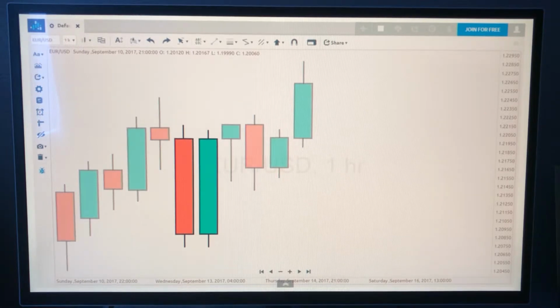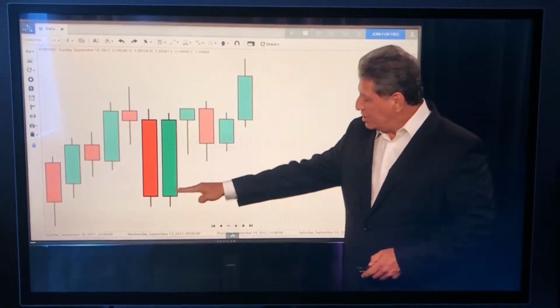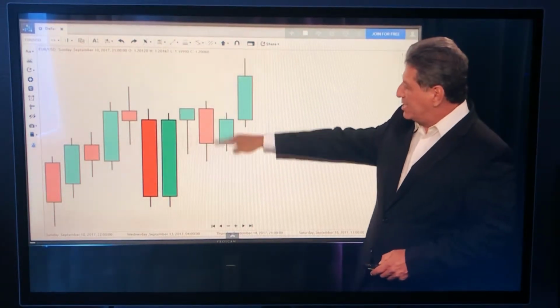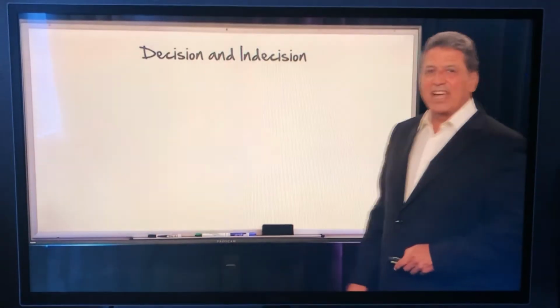But if you take a good look at this chart, these are your decision candles. You have a bearish decision candle here. You have a bullish decision candle here. This is a bearish decision candle. This is a bullish decision candle. So let's discuss decision and indecision candles.